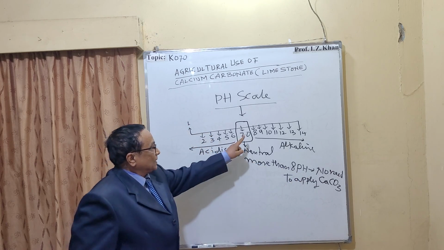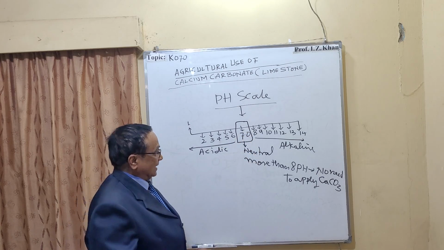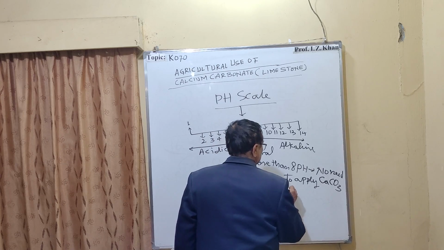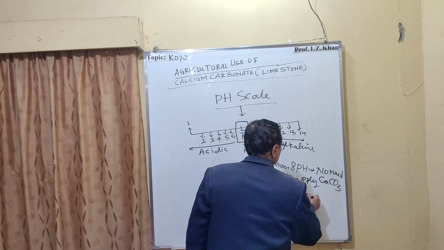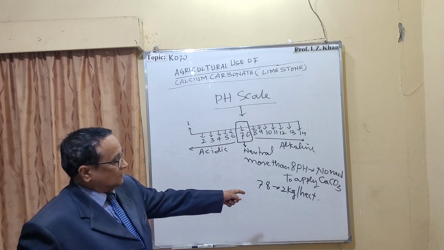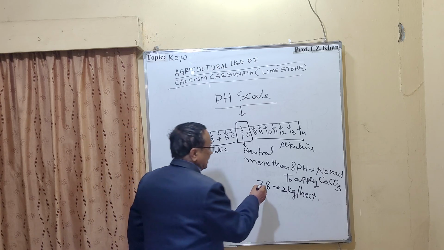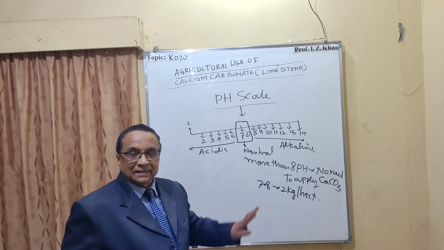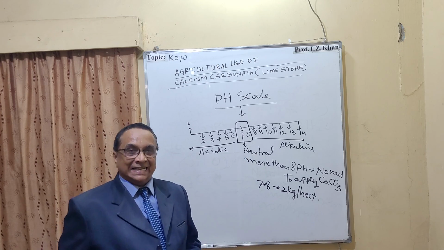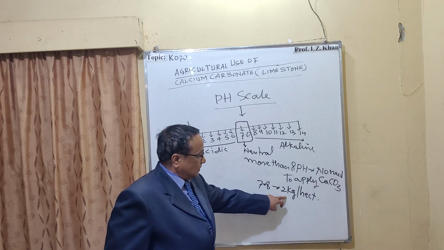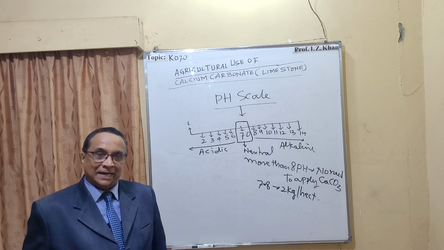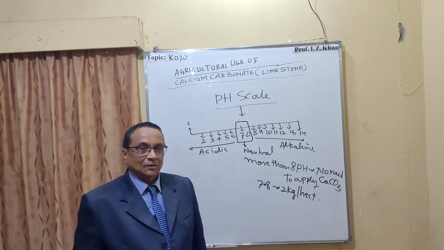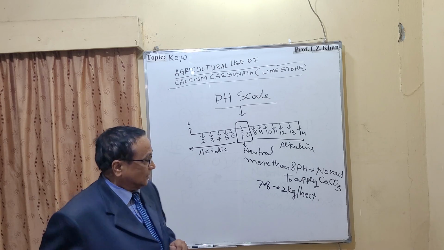But if it is between 7 and 8, then you should apply 2 kg per hectare. So in that case, to maintain the alkalinity or to reduce the acidic condition, we have to apply 2 kg of calcium carbonate per hectare, and hectare means 100,000 square meter. 100,000 square meter is called 1 hectare.